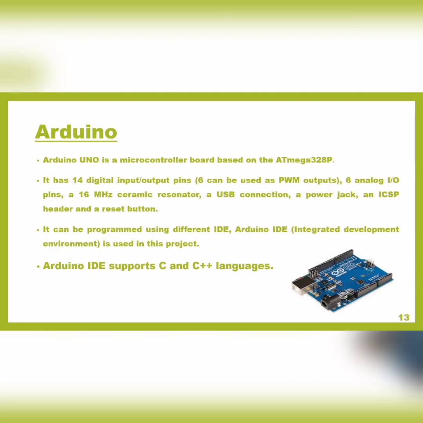Now let us see what is Arduino. Arduino Uno is a microcontroller board based on the Atmega 328P. It has 14 digital I/O pins, 6 analog I/O pins, a 16 MHz ceramic resonator, a USB connection, a power jack, an ICSP header, and a reset button. It can be programmed using different IDEs, integrated development environment. In this project, we are using Arduino IDE. Arduino IDE supports both C and C++ languages. The below figure represents the Arduino Uno board.